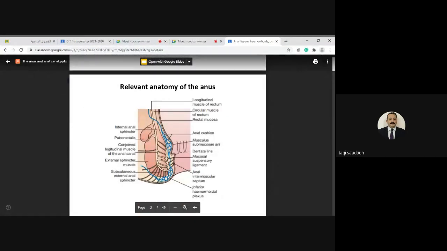تسمعوني طلاب؟ صوتي واضح والصورة واضحة؟ دكتور واضح. اي دكتور واضح.